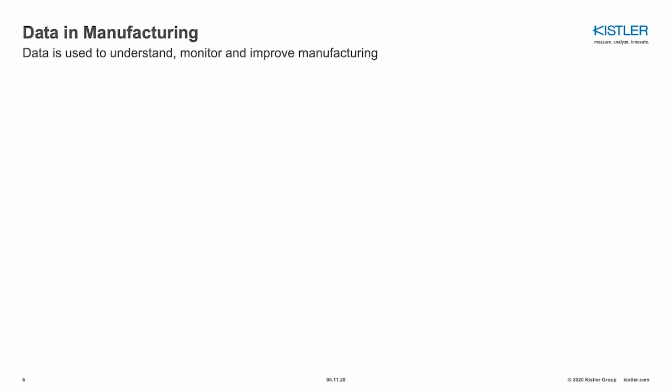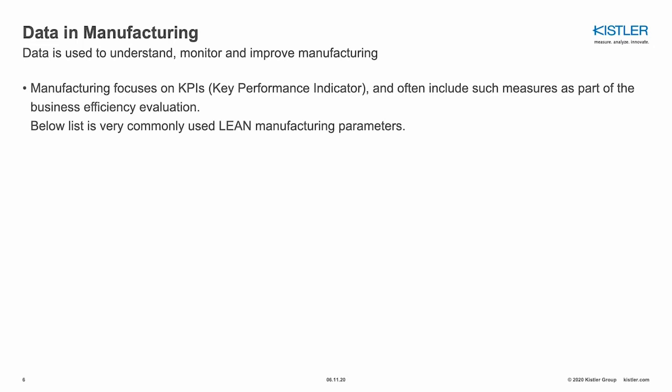As I said, data is currently used in manufacturing in order to understand, monitor, and improve manufacturing. So manufacturing focuses on certain key performance indicators. Often those indicators are used in order to measure the efficiency of the manufacturing itself, but also as part of the business efficiency evaluation. You can see the list here. It's from lean manufacturing. Safety, cost, quality, delivery, and environmental impact are generally used to measure the efficiency of the manufacturing, and are also utilized in the daily work or daily measures in our factories.